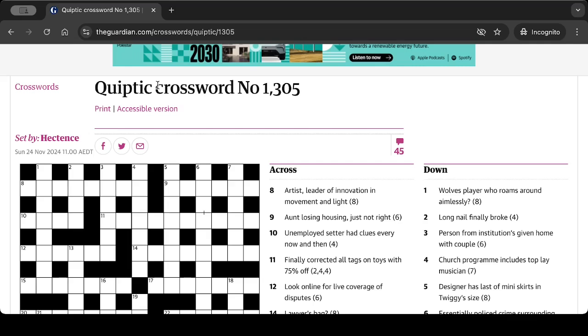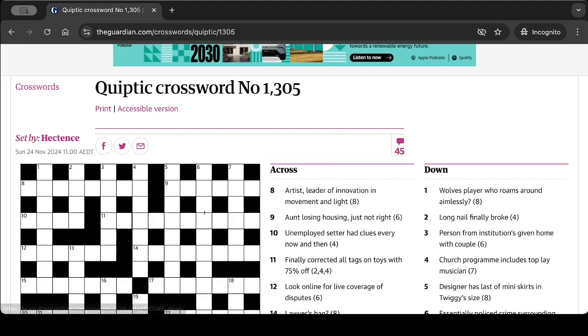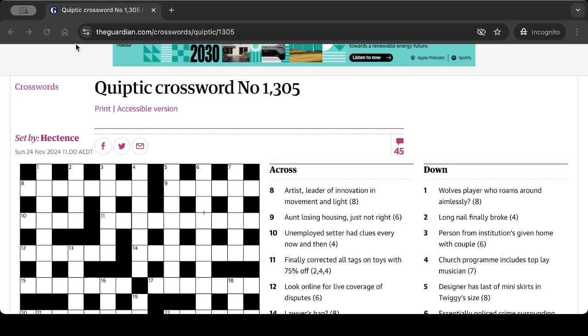I actually have found over the last 6 months that the Quiptic seems to be getting a touch harder, and I often find it a bit harder than Monday's Cryptic. So if you are doing the Quiptic as a way to learn crosswords and you're finding it tough, don't let that be something that stops you from trying Monday's Cryptic. Monday's Cryptic is always worth a try.